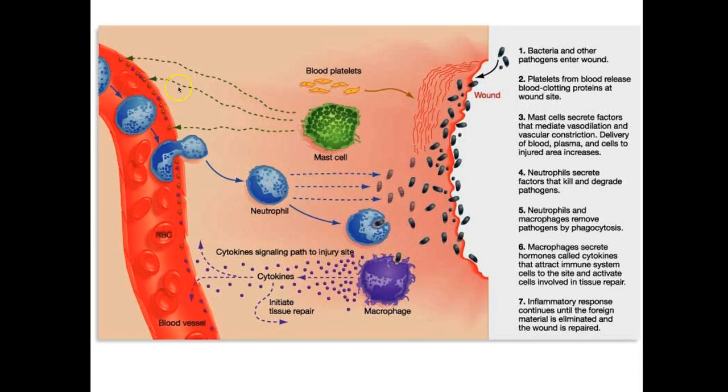So increasing permeability means that the simple squamous epithelium here, or endothelium as it's known, will start to pull away from each other so that it can allow the white blood cells moving through the blood to squeeze through. This process is called diapedesis, just so you know.